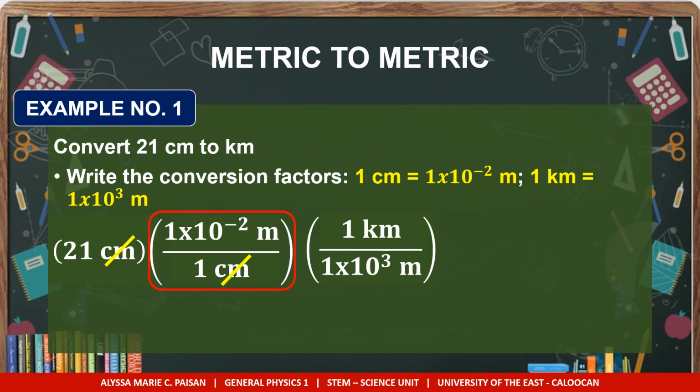Cancel the meter, and then input everything in the calculator, and you will get 0.00021. Moving the decimal point 4 places to the right gives us the final answer, 2.1 times 10 raised to negative 4 kilometers.